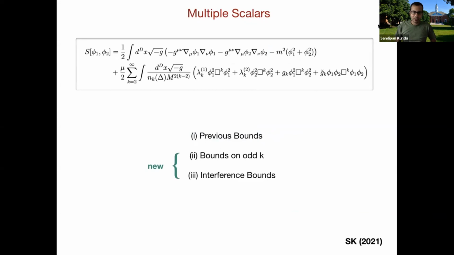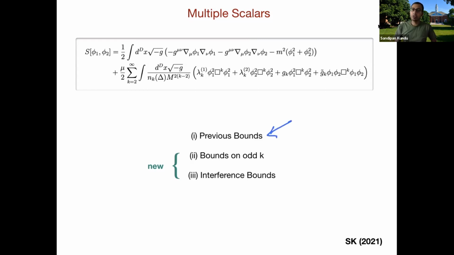And before I finish, let me make a couple of comments. This kind of thing can be done even when you have multiple scalars. Computationally, it's exactly the same. Let me just mention two new things that happen when you have either multiple scalars or spinning external states like gravitons or things like that. You get the kind of bounds that I showed you here.